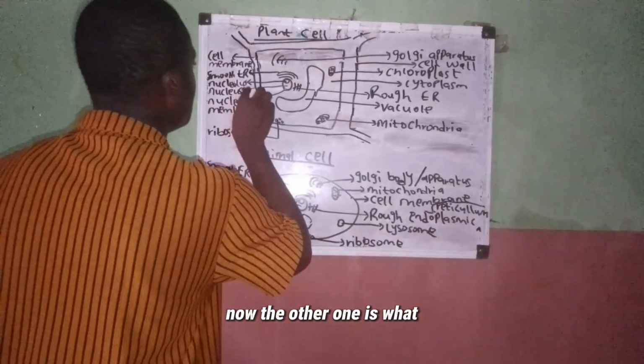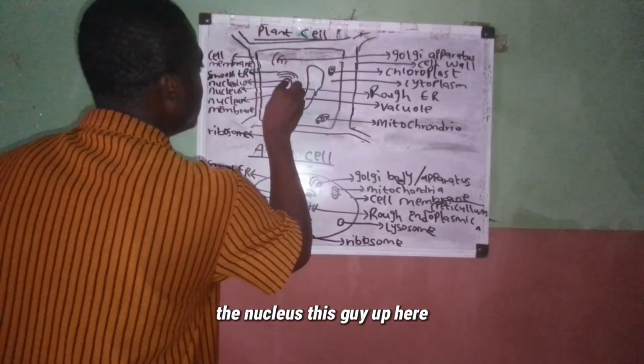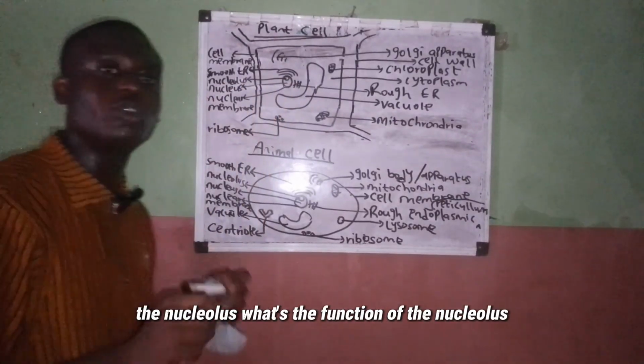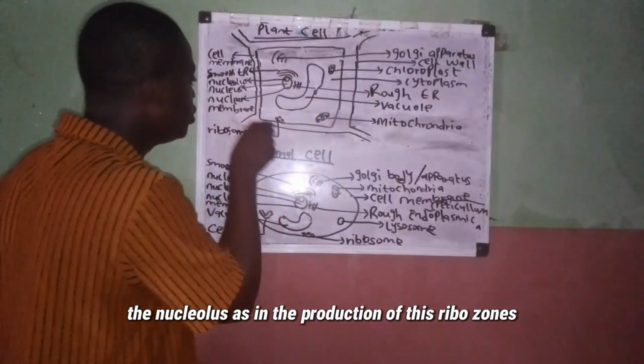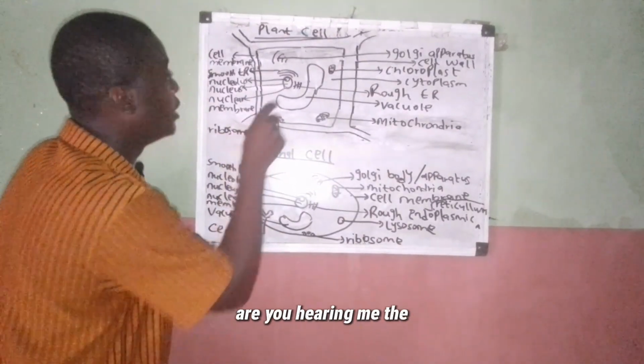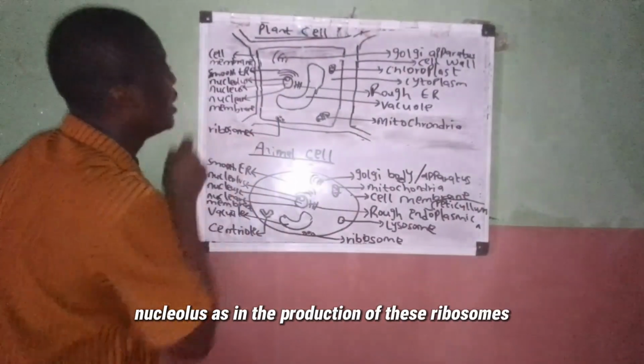Now, the other one is what? The nucleolus. This one up here is the nucleolus. What's the function of the nucleolus? The nucleolus helps in the production of ribosomes. Are you hearing me? The nucleolus helps in the production of ribosomes.